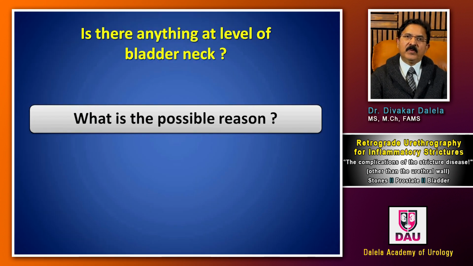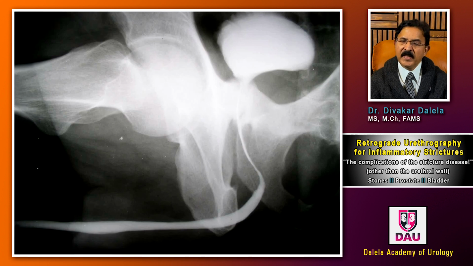So this is about the stones. Now talking about, is there anything wrong at the level of the bladder neck? And when I say wrong, I mean on the retrograde urethrogram film. Can you see something abnormal at the level of the bladder neck or at the level of the prostatic urethra, and what is that wrong that you are seeing? Look at this retrograde urethrogram picture of inflammatory stricture.